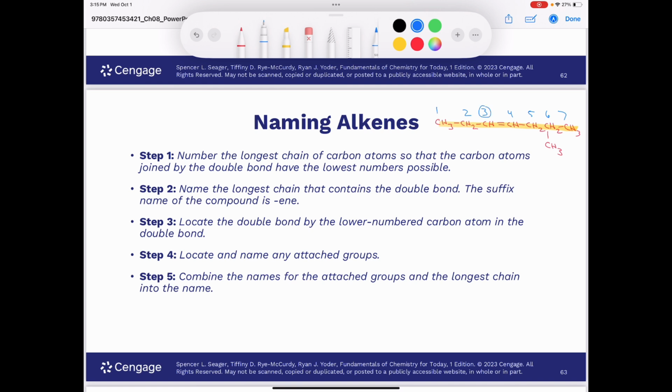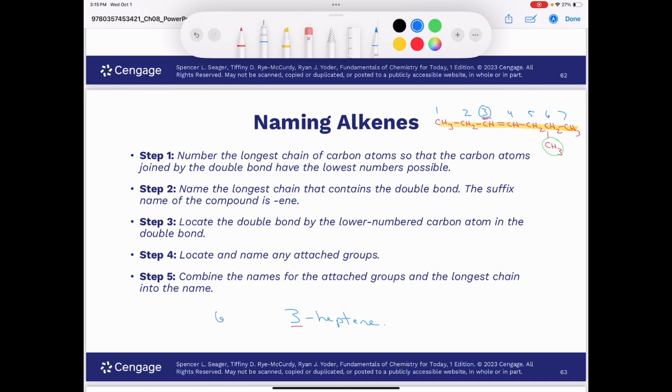Okay, I'll just scribble it down here. So this is some kind of 3-heptene. And so we name that longest carbon chain that contains the double bond. The suffix of the compound is -ene. So instead of being heptane, it becomes 3-heptene. All right. Locate the double bond by the lower numbered carbon atom in the double bond. So again, the first place we see it is on carbon number 3, so that's why we call it 3-heptene. And there is a group attached here. It's a methyl group on carbon number 6. And so we're going to add that.